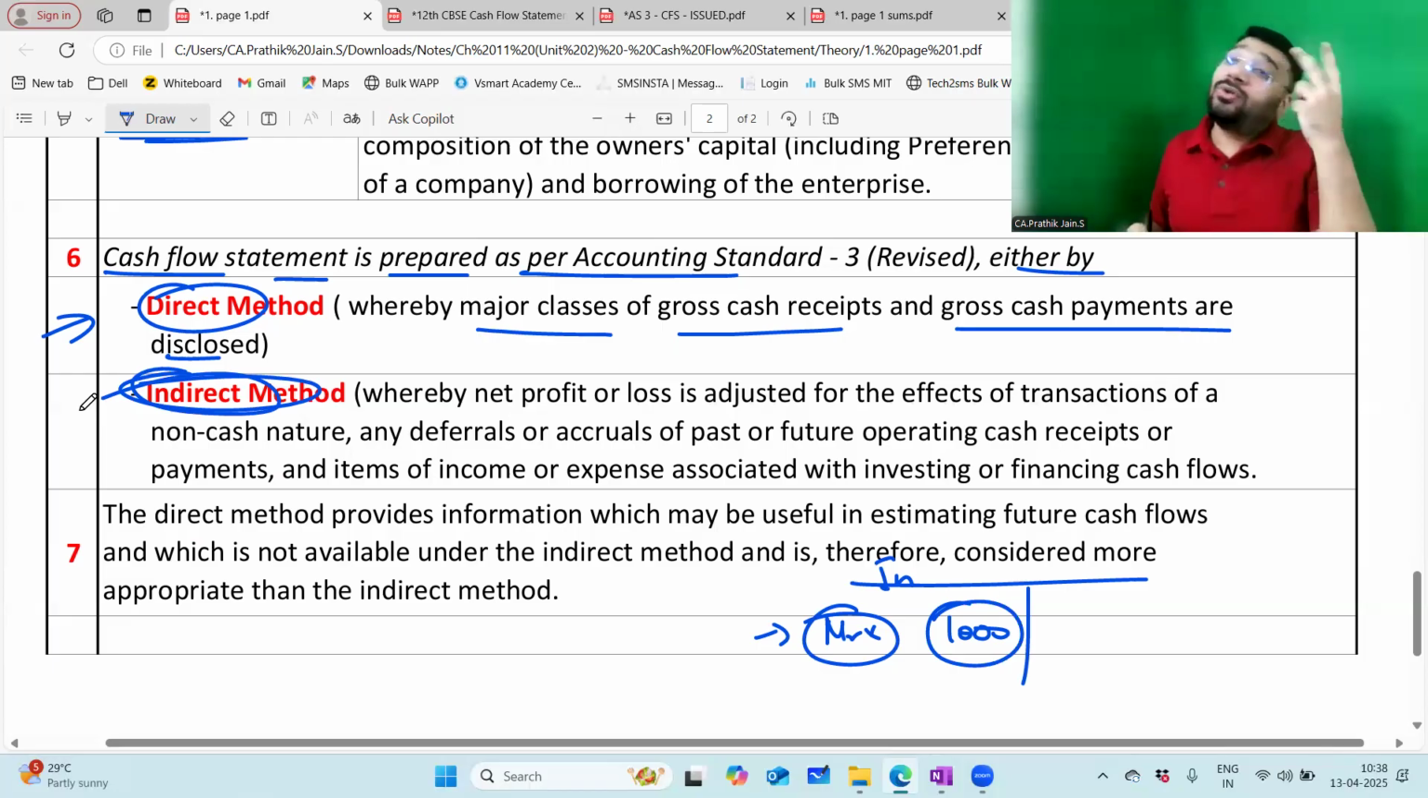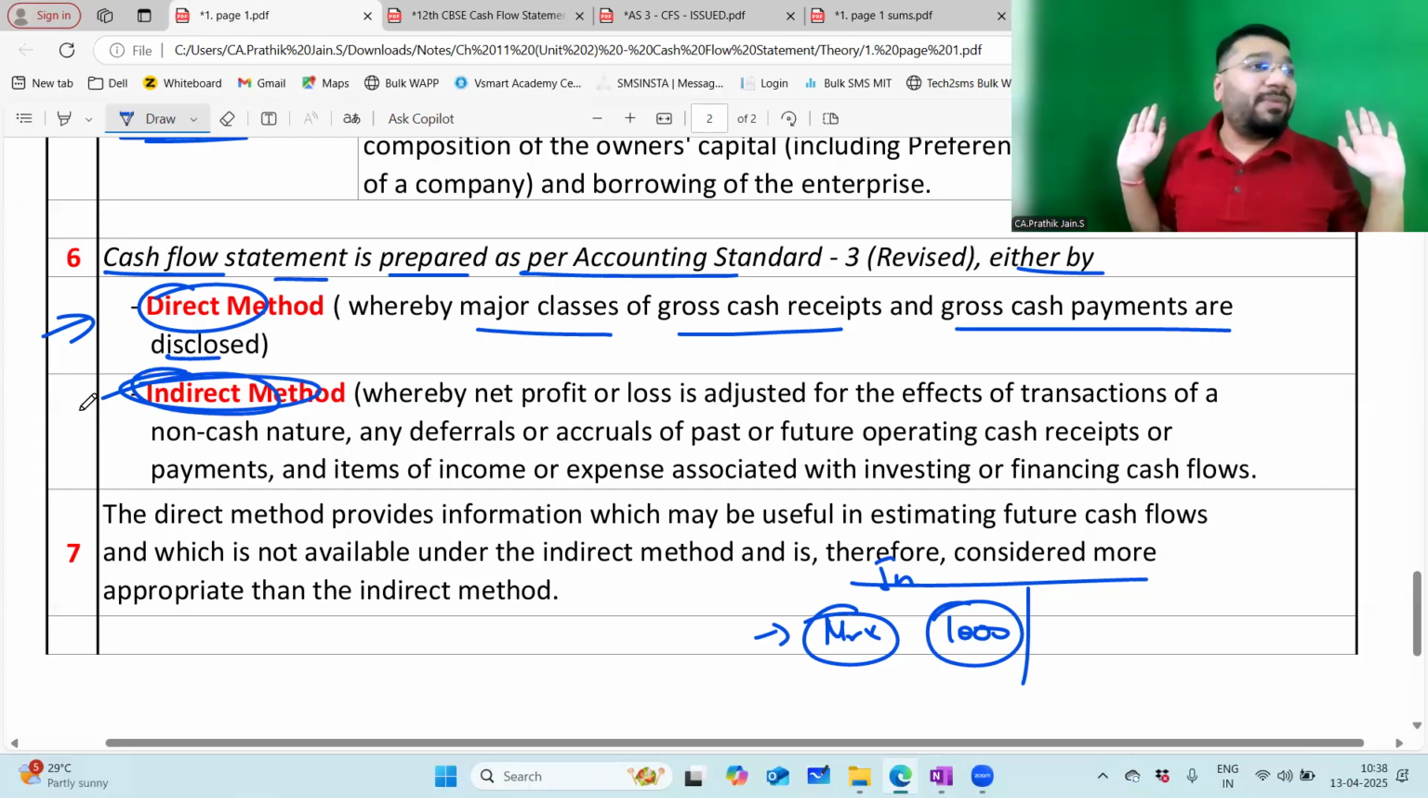Whether this is useful to the users of financial statements, that's a question mark. Definitely the indirect method is not as useful as the direct method is to the users. But convenience wise, we feel more convenient in preparing the indirect method. It's very easy for us to prepare. The P&L account, balance sheet, and a little bit of additional information, and I'm done with my indirect method.